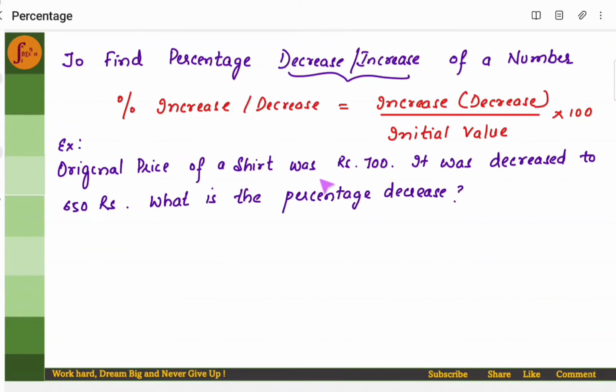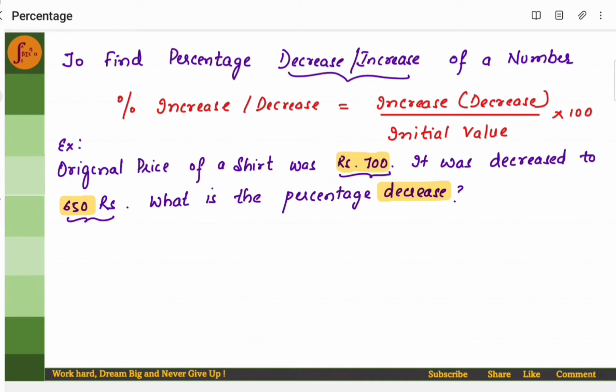The original price of a shirt was 700 rupees. It was decreased to 650 rupees. That is, originally the price of the shirt was 700. After some time, the shirt price was reduced to 650 rupees. Now, we will have to figure out what is the percentage decrease. How do we find that?